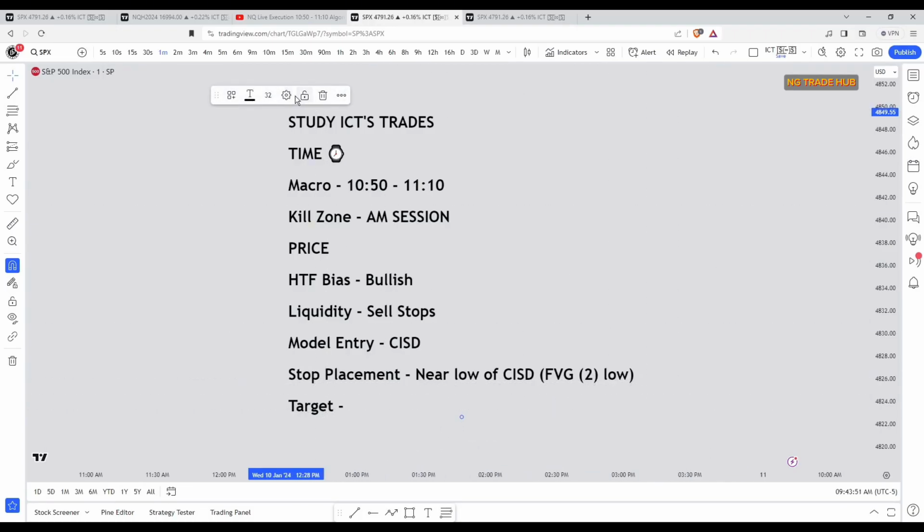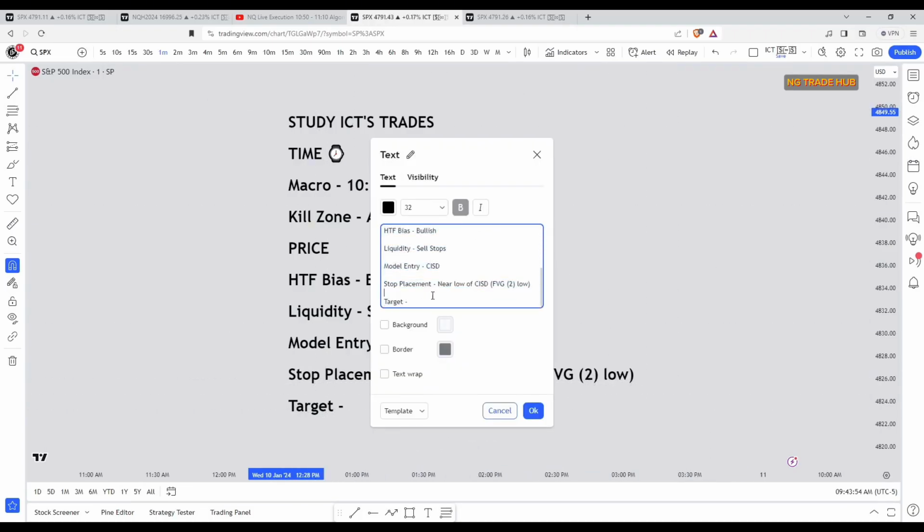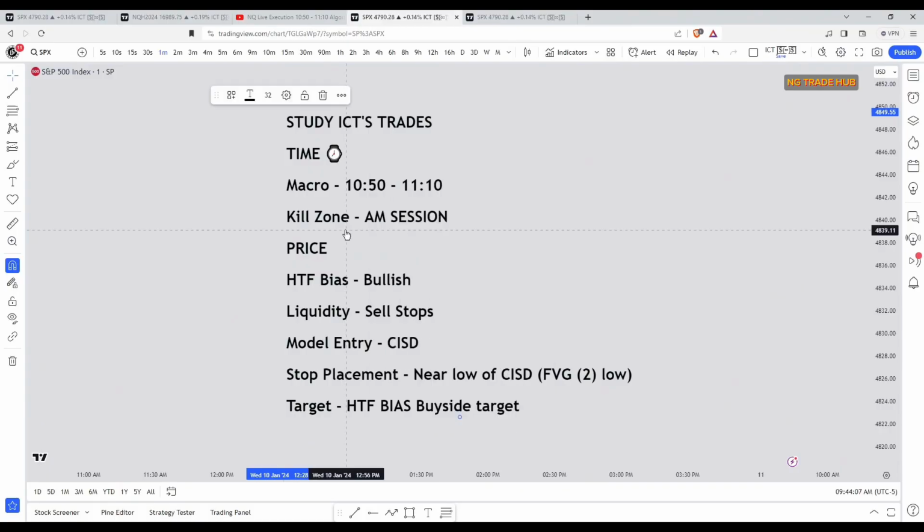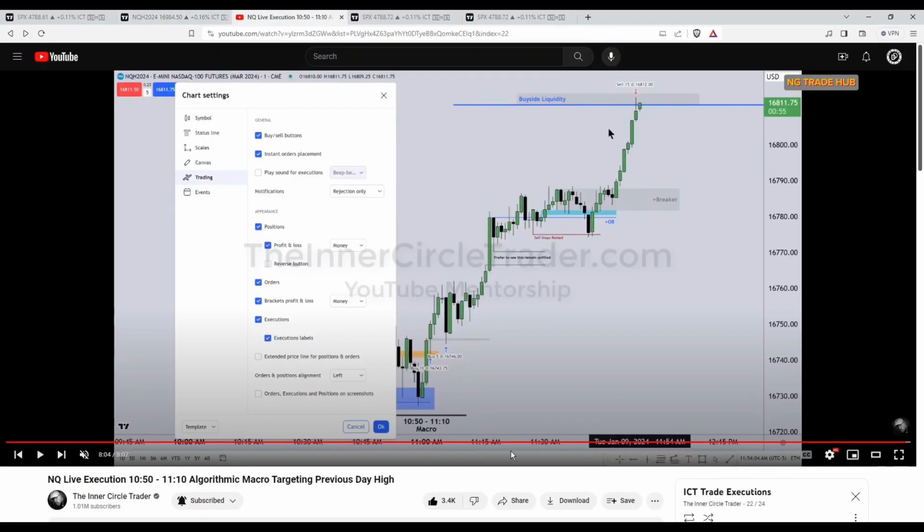Target, he's using the higher time frame bias buy side target. So far what we have, ICT trading in the 1050 to 1110 macro. In the AM session, the higher time frame bias was bullish. Price ran out sell side liquidity, created a change in the state of delivery. He had his stop placement near the low of the change in the state of delivery, which was also the fair value gap number 2 candle.